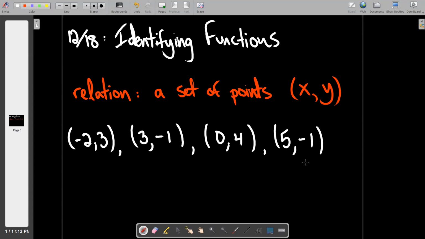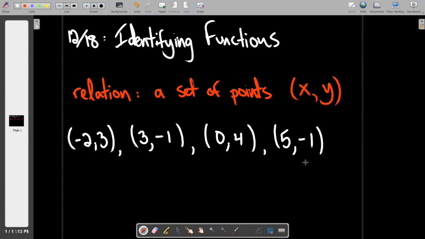If you already understand what I'm talking about, then great. But if you don't, let me say again, those 4 points collectively, if you saw them walking down the street, you'd say, hey, look, it's a relation, right? It's a gang of points. It's a group of points. It's a set of points called a relation.